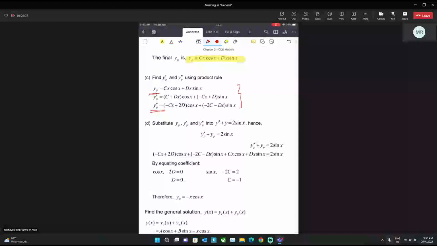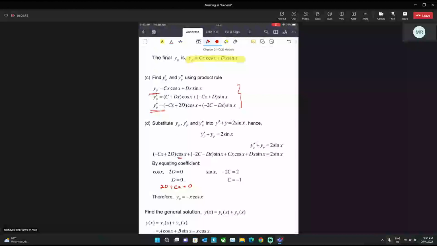So saya buat 2D tambah cx. Macam mana? 2D. Oh, cos x. Cos x tu saya ambil 2D tambah cx equals to 0. Lepas tu saya substitute C tu, saya dapat order sin x tu masukkan negatif. So saya dapat. Lajulah.